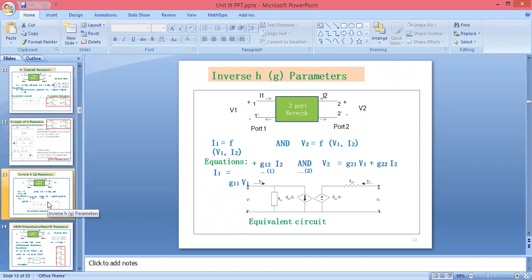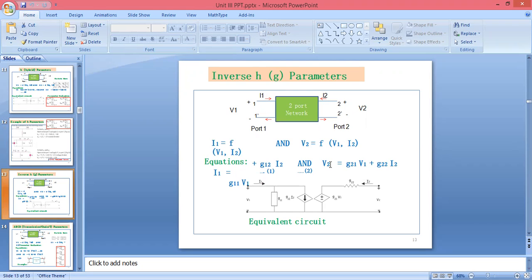So here in hybrid parameter, the V1 and I2 are dependent on I1 and V2. Here it is exactly opposite. I1 and V2 are the dependent variables and they are depending on V1 and I2. So you can write this in the form of equations. The current flowing through port 1 and the voltage appearing across port 2 are depending on I2 and V1.